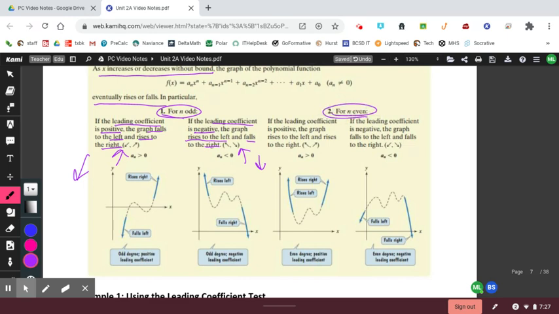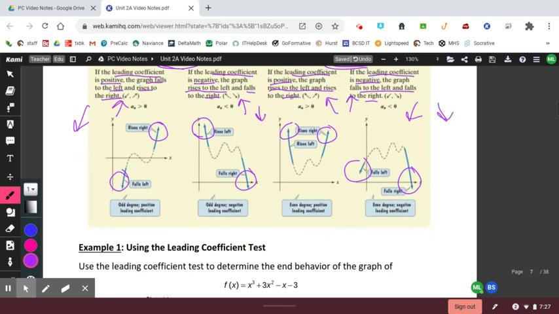When your degree is even, both ends go in the same direction. If your leading coefficient is positive, the graph rises to the left and rises to the right. Again, we don't care so much right now about what's going on in between, just at the ends. And if your leading coefficient is negative and your degree is even, it falls to the left and falls to the right. Okay, we're talking about the ends on these. All right, so you've done that in the past, and we're going to review it a little bit here.